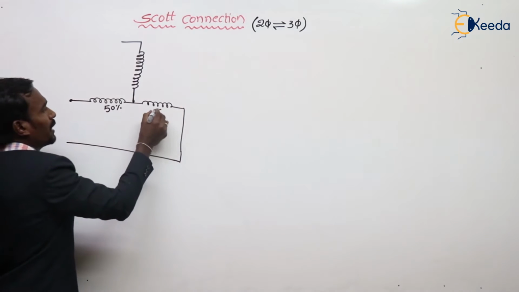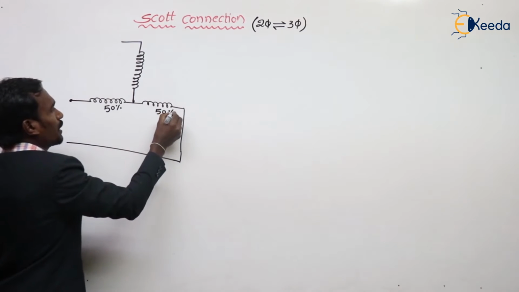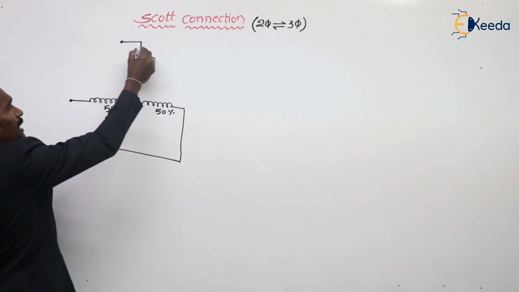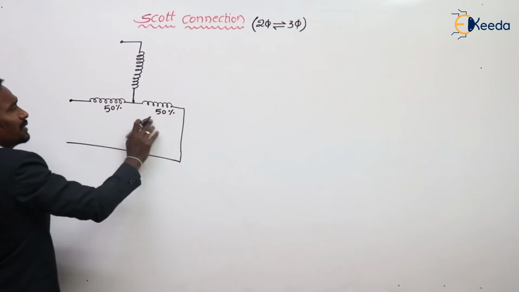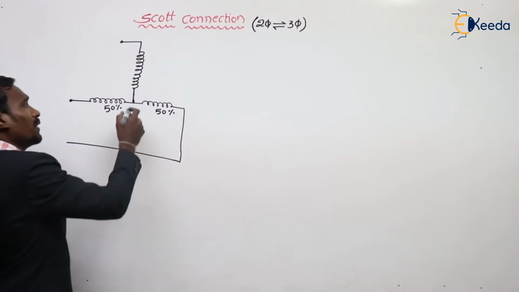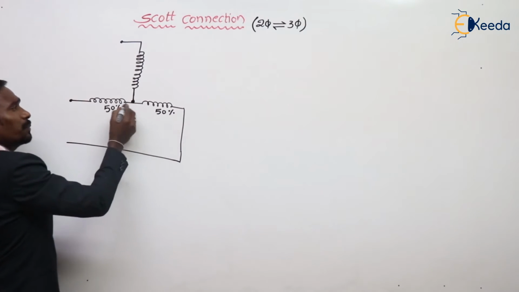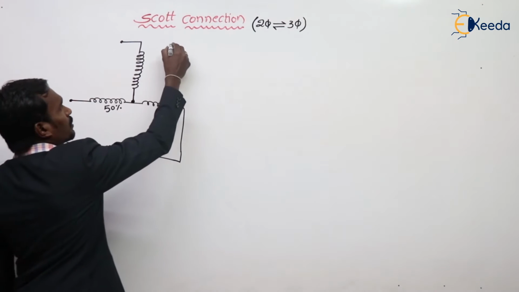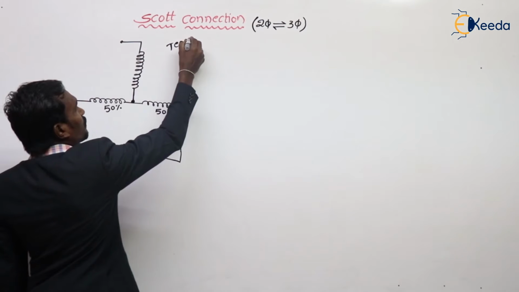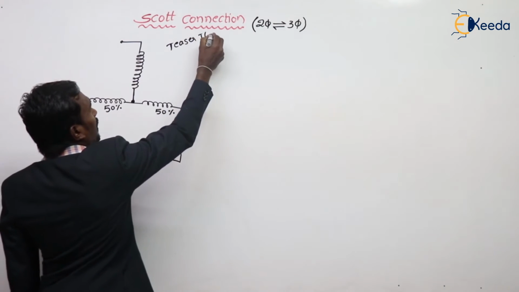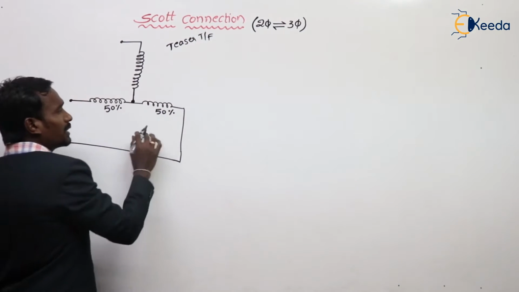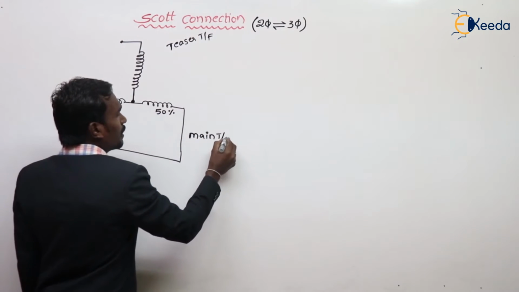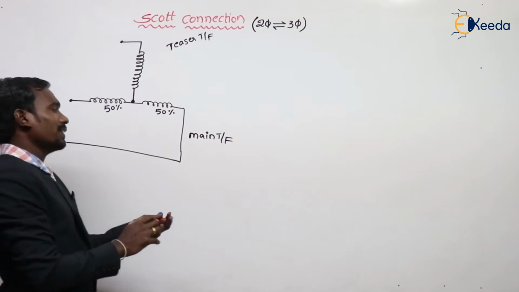For example, this is the first primary and this is the second primary. This first primary cuts the second primary in 50:50. That's why this transformer is called the teaser transformer, and this transformer is called the main transformer.